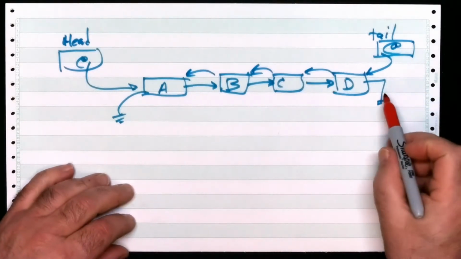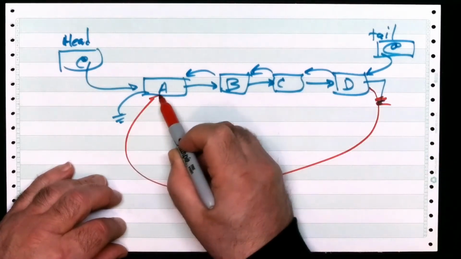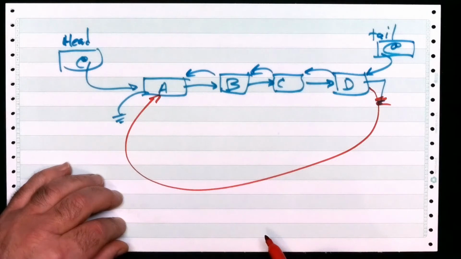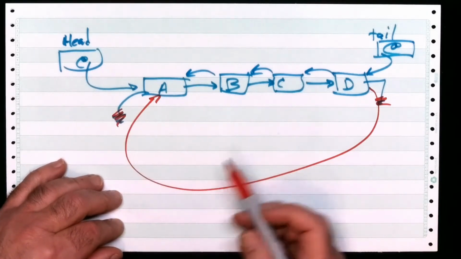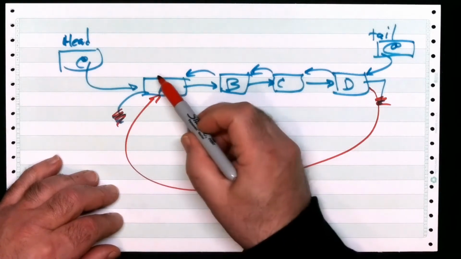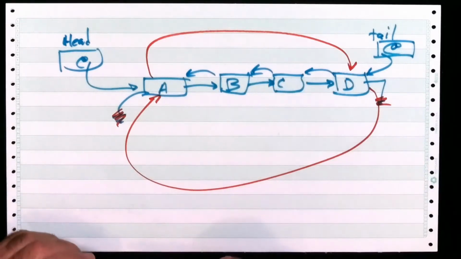The only difference is this doesn't go to ground here. It goes back around and points to the first. And the backwards pointer no longer goes to ground, null we'd say. I'll draw this one up here so it doesn't get too ugly. It goes to the end.